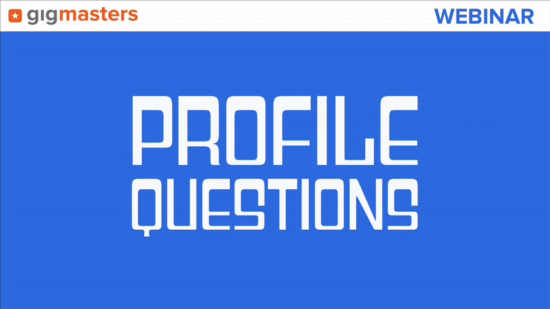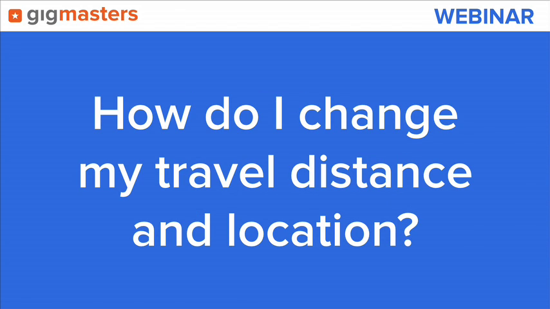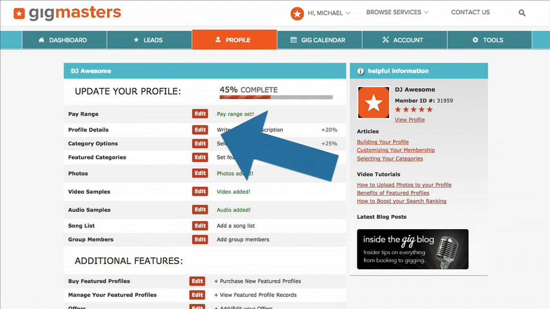All right, so let's kick it off with some commonly asked profile questions from our members. One would be how to go about changing the travel distance and location. So the way to go about this is to make sure you're logged into your Gig Masters account. You want to click on the Profile tab, and then you want to click on the Edit button that's going to be located next to Profile Details.